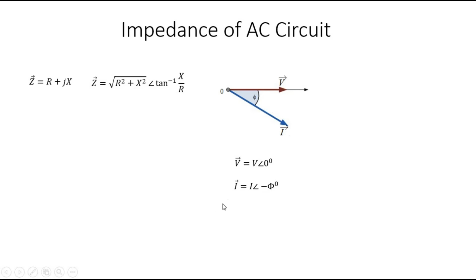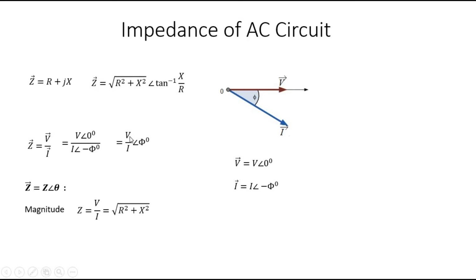From the general equation, Z is equal to V by I, we can find the impedance. V by I equals V angle 0 divided by I angle minus phi, so it becomes V by I angle phi. This means Z has a magnitude and an angle: Z angle theta. Comparing these two, the magnitude of Z, the small z, is equal to V by I, and it is also the root of R square plus X square.